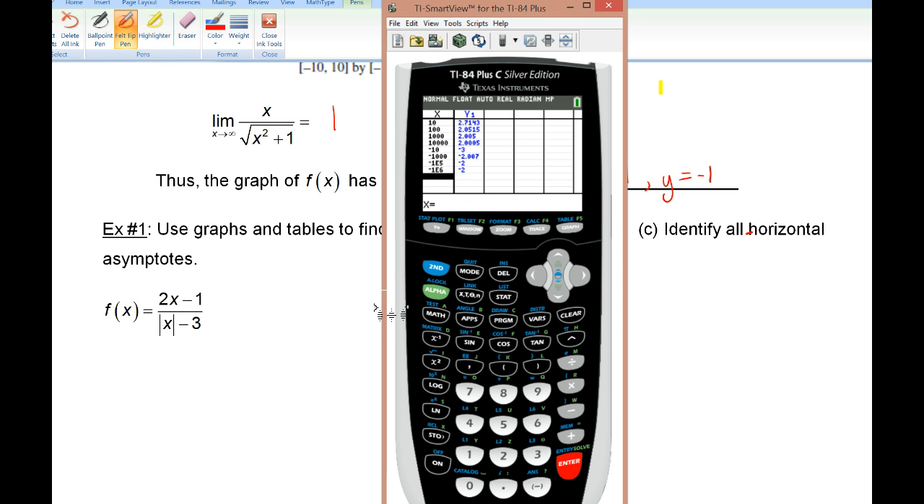Now, we have to be careful because your calculator can only round so much. So it will come out as negative 2, but we have to recognize that these are really small numbers.